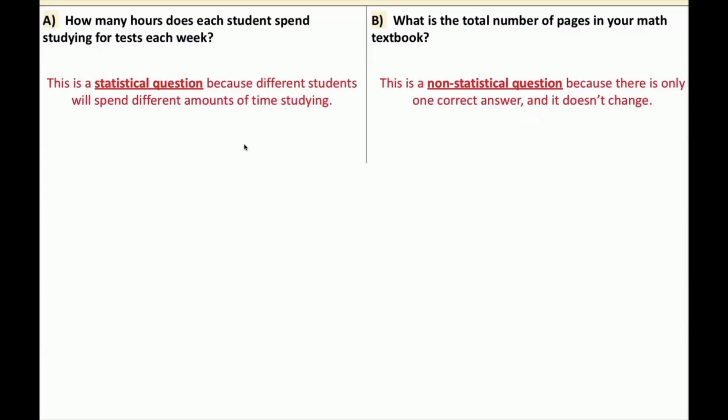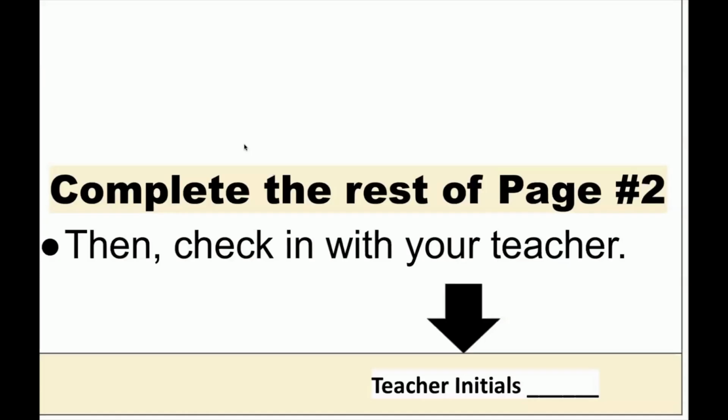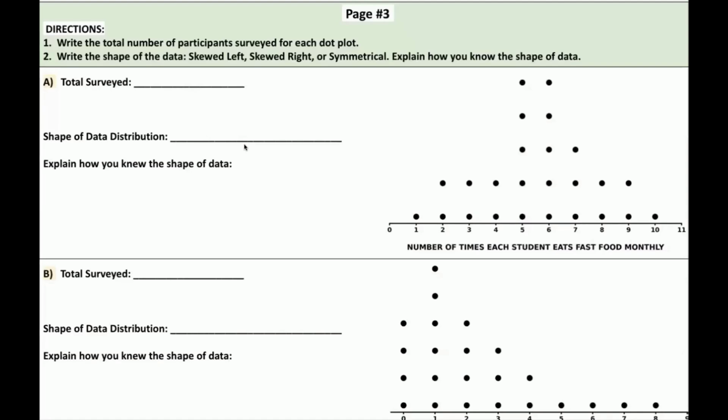Check your work for problems A and B. Complete the rest of page 2 on your own. Check in with your teacher to get additional feedback once you finish page 2. Page 3 says, write the total number of participants surveyed for each dot plot. Rate the shape of the data, skewed left, skewed right, or symmetrical, and explain how you know. Go ahead and complete problem A, then come back to the video to check your work.